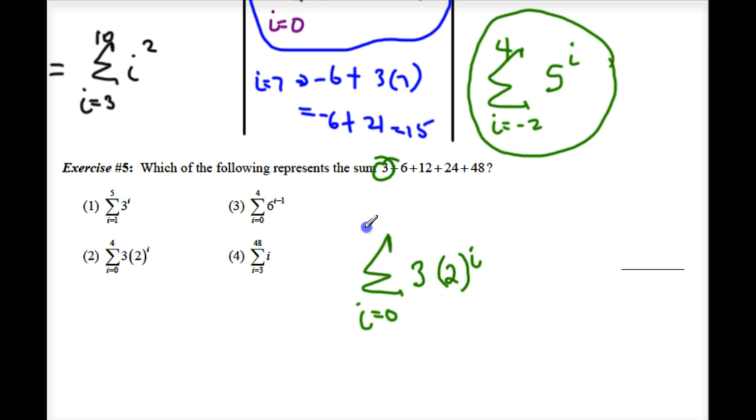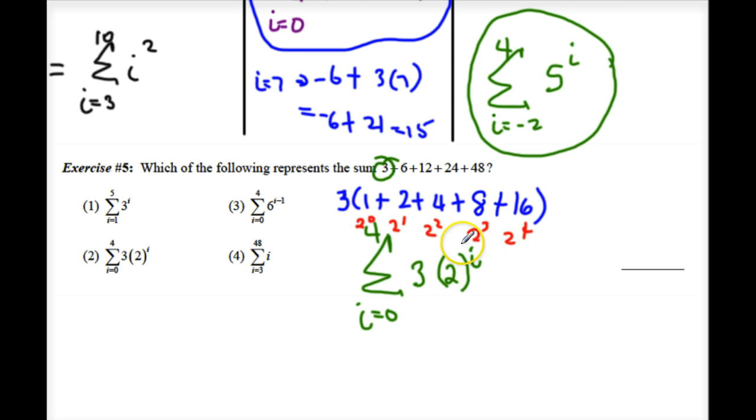But where do I end? I end at the fourth power. How do I know this? Because this is the same thing as if I was to factor a 3 out of this. This becomes 3 times what's left over: 1 plus 2 plus 4 plus 8, which is 16. So if you notice here now, they're all in terms of 2 to the 0, 2 to the 1, 2 squared, 2 to the third, 2 to the fourth. So that's where this came in.